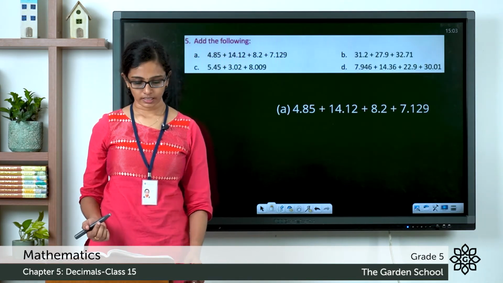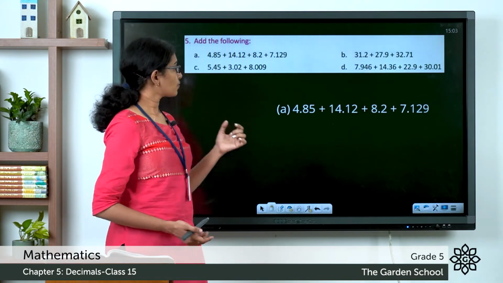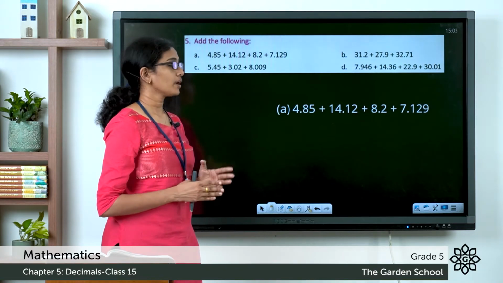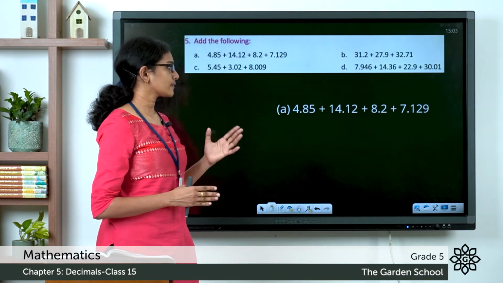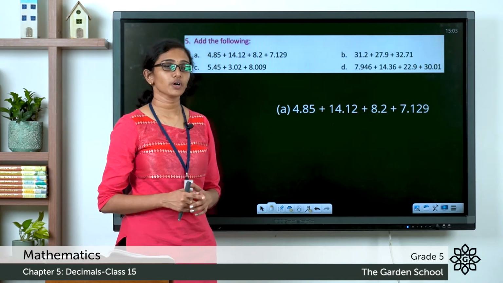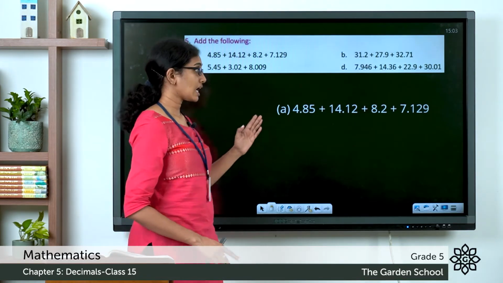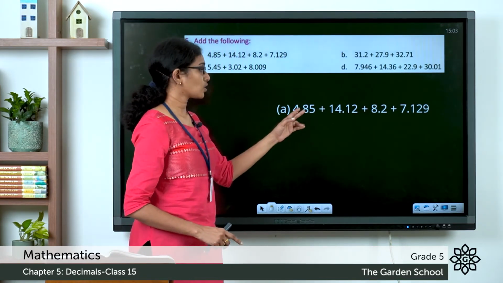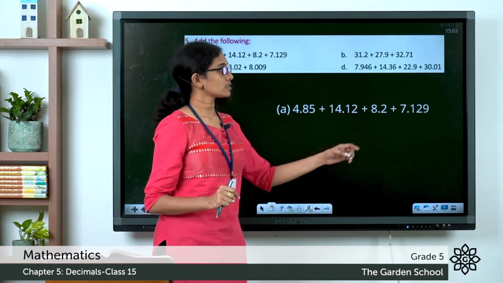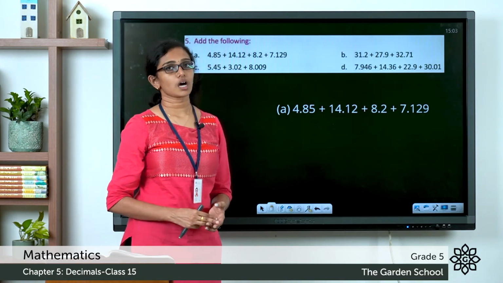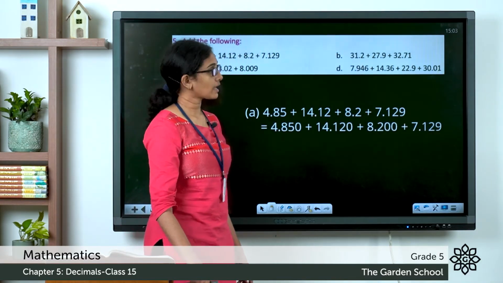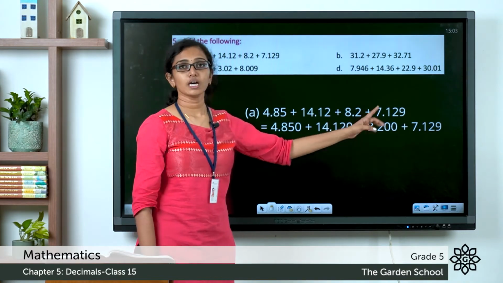The fifth question. Add the following. Question A, 4.85 plus 14.12 plus 8.2 plus 7.129. So let's try doing the first question. Now, for doing addition of decimal numbers, you have to make sure they are all like decimals first. Are they like decimals here? No. This one has 2 digits after the decimal point. This one has 2 digits. This one only 1 digit. Whereas in the last number, there are 3 digits after the decimal point. So let's convert these unlike decimals to like decimals by adding enough zeros to the rightmost end.